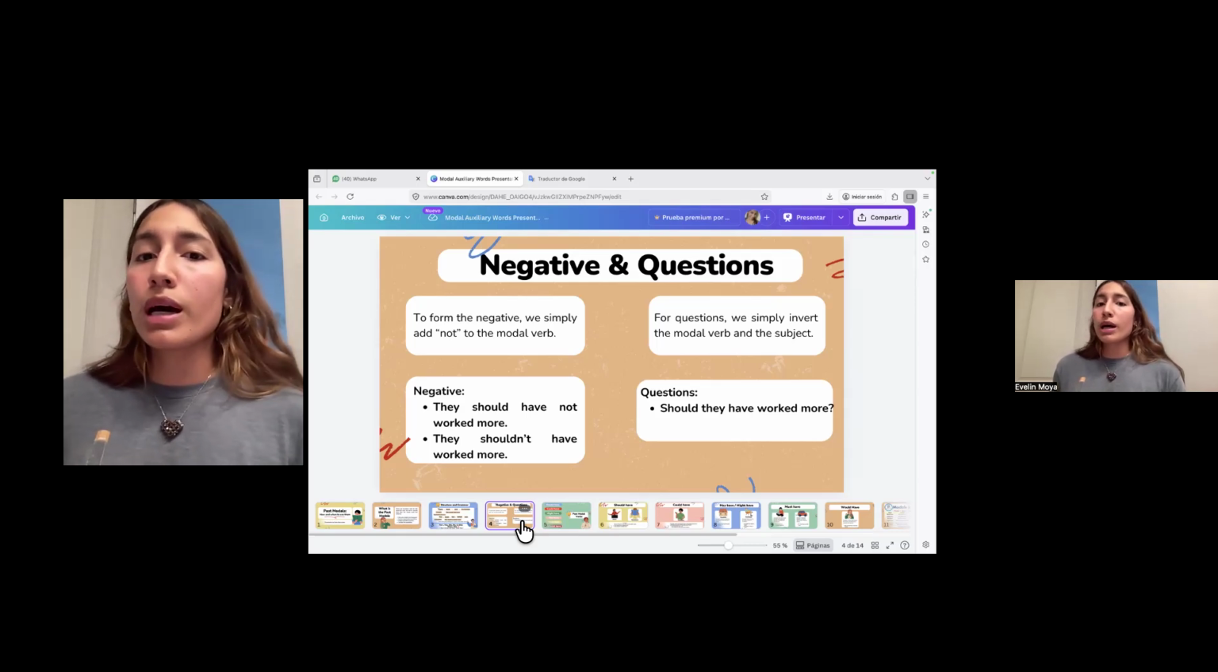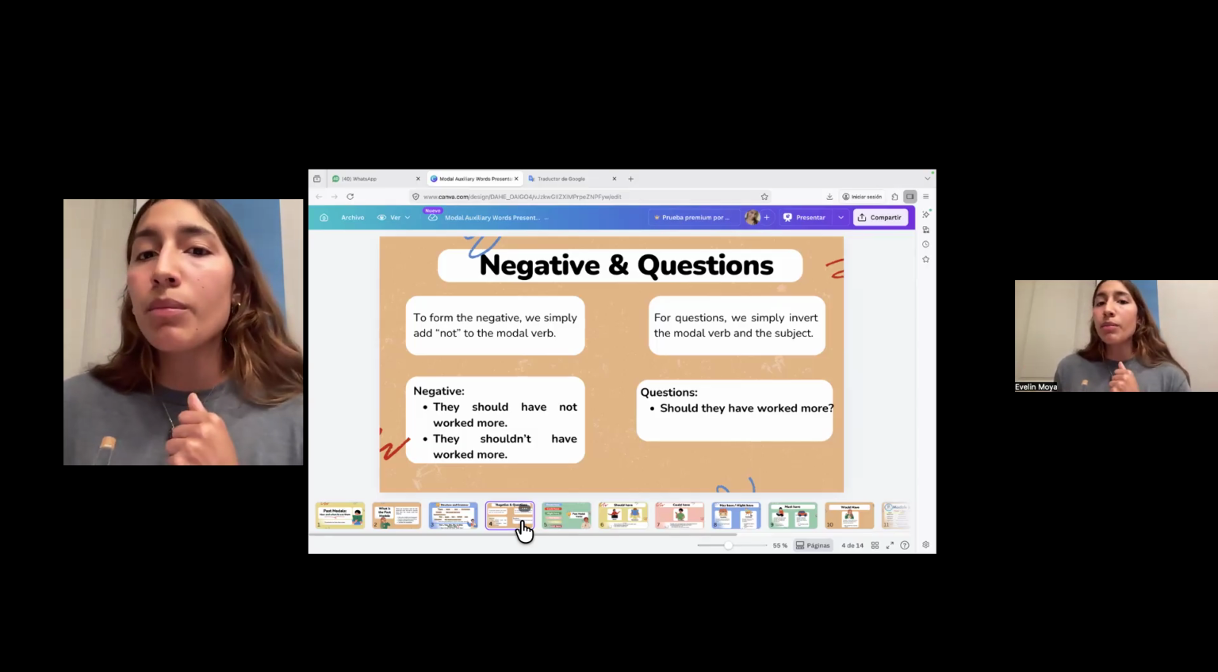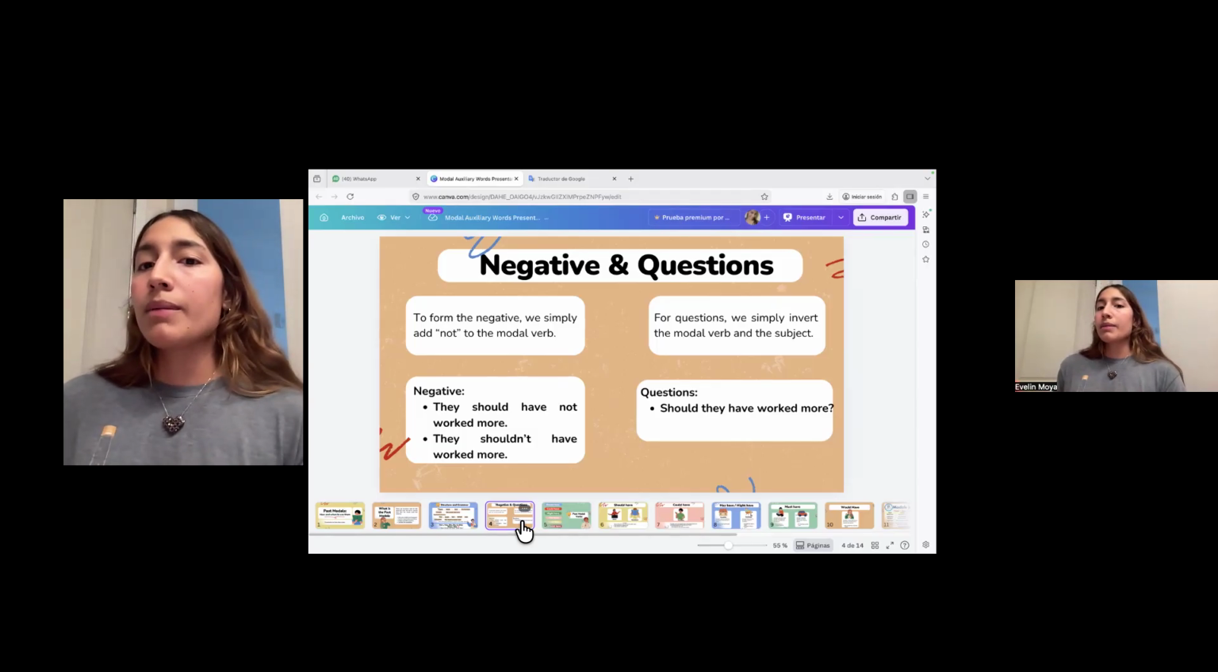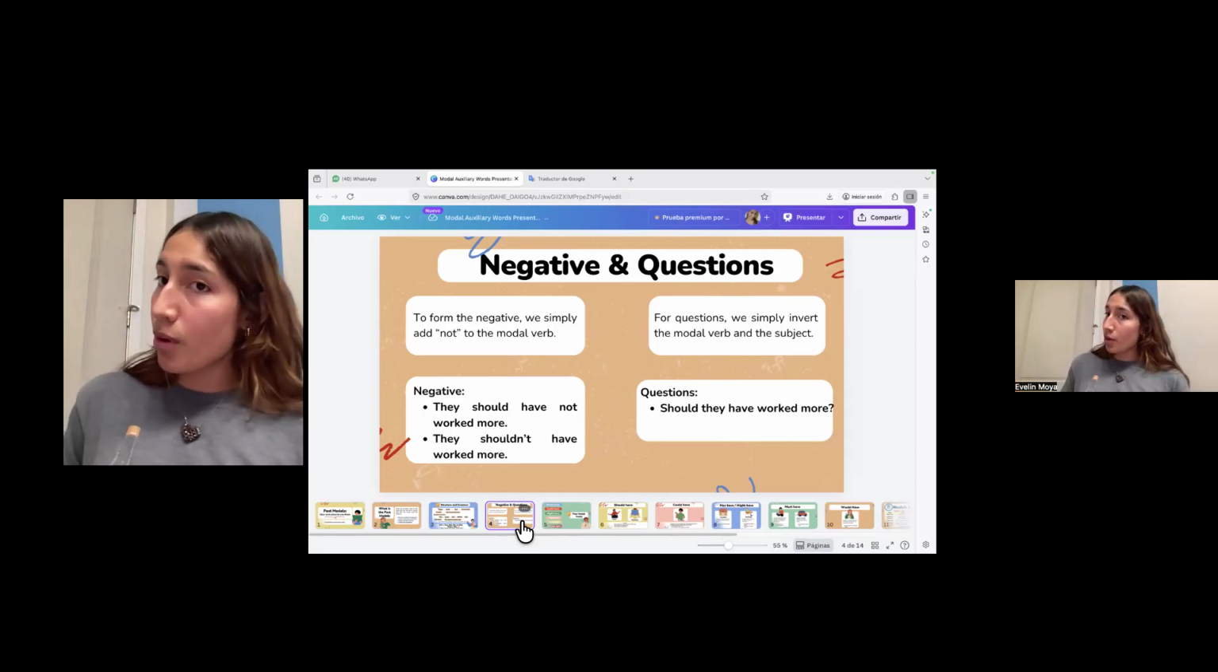And for question sentences, we simply invert the modal verb and the subject. Like, should they have worked more?